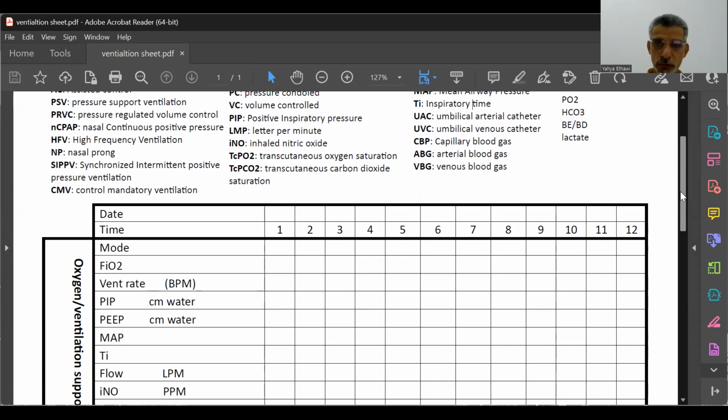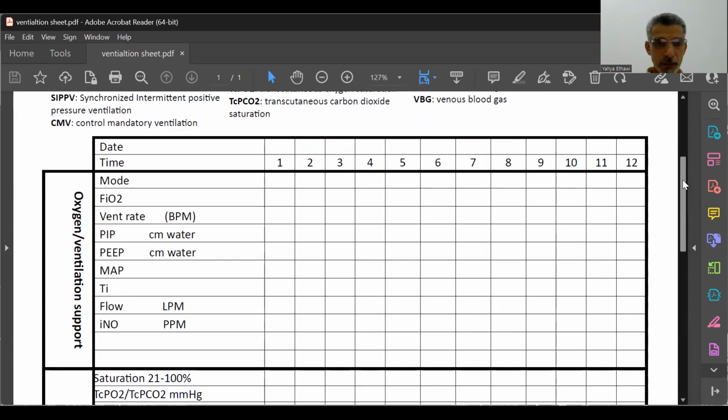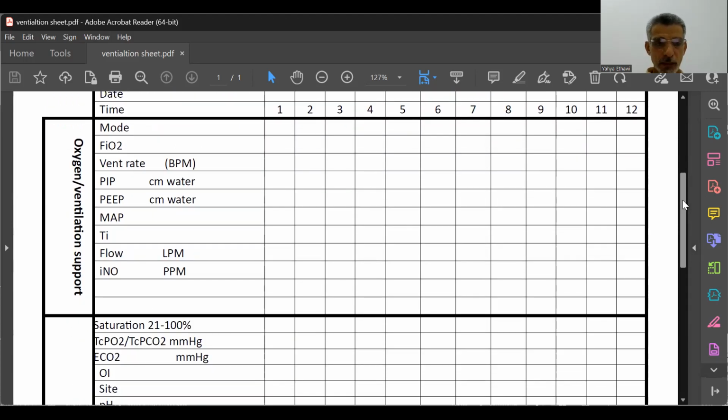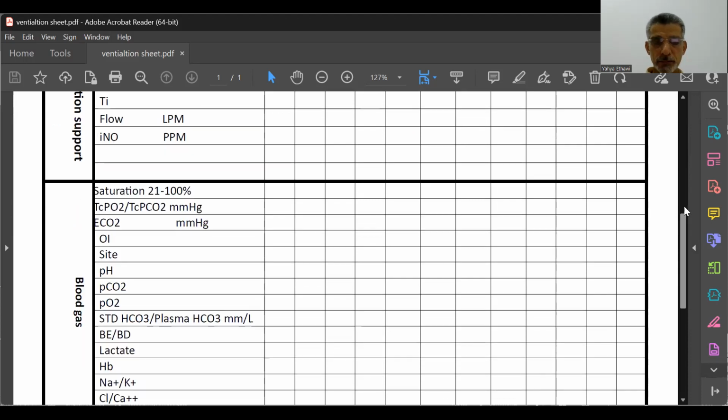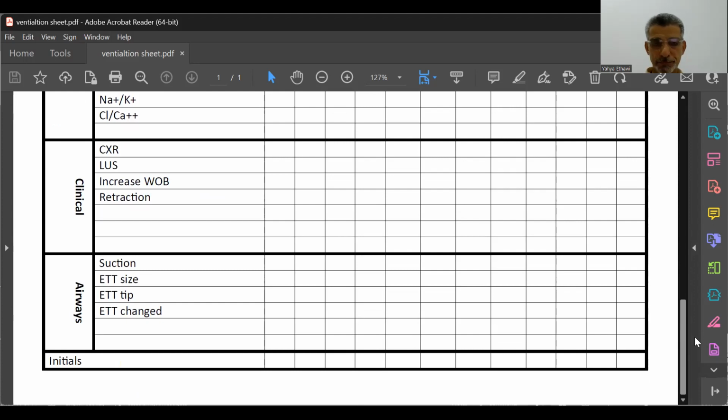I'm not sure how that goes. And then you start to fill. So the first part is the ventilation and the oxygenation, and you can see how we fill it. And then we put the blood gas, and then we put the clinical, and then we put the airways. Okay?